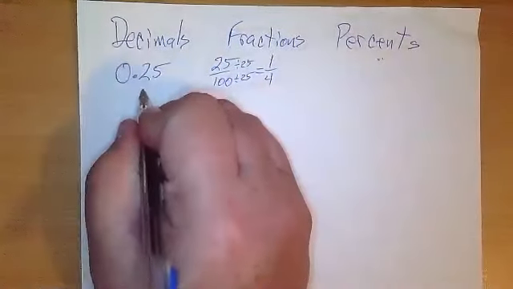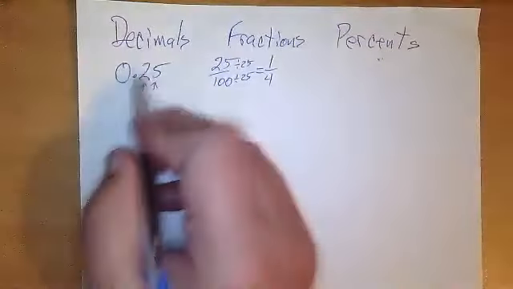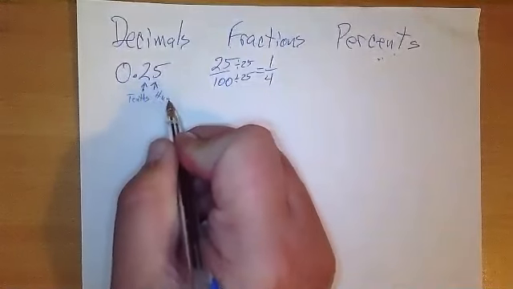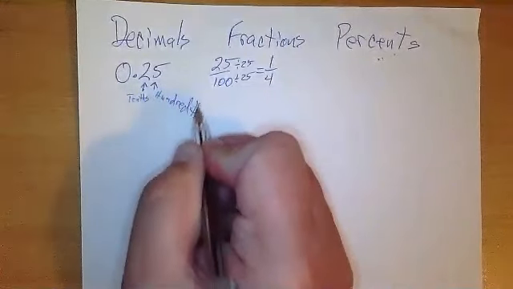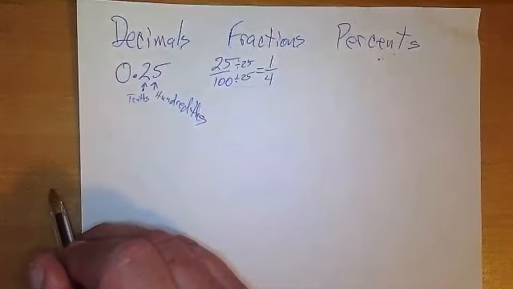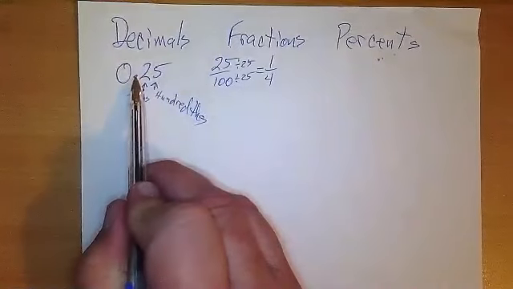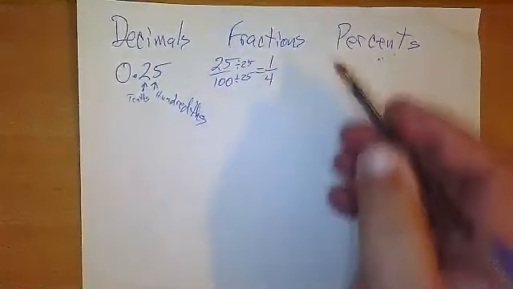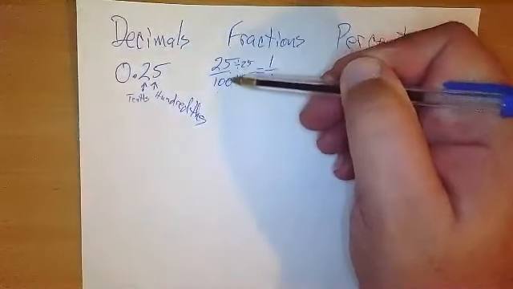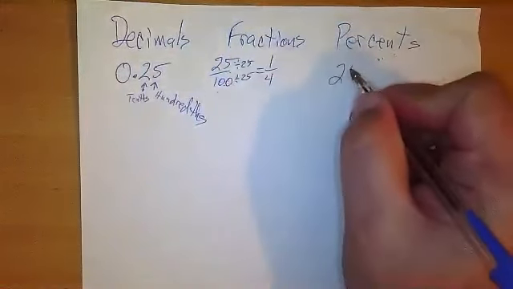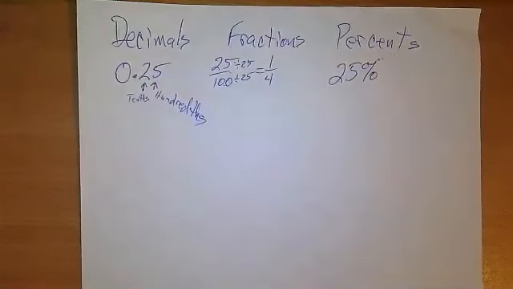Now, remember, when we're talking about decimals and decimal places, this is tenths, and then this is hundredths. So remember that a decimal is named by the last place value of its number. So I start at the decimal point and I say 25 hundredths. Well, this also says 25%. And if it's 25%, then we're going to write it like that, right? And that's how we're going to look at that.